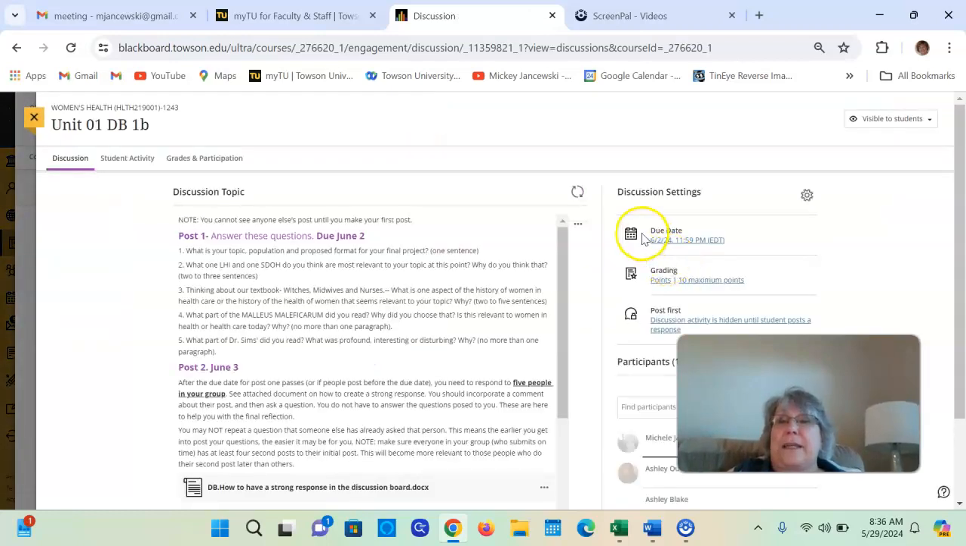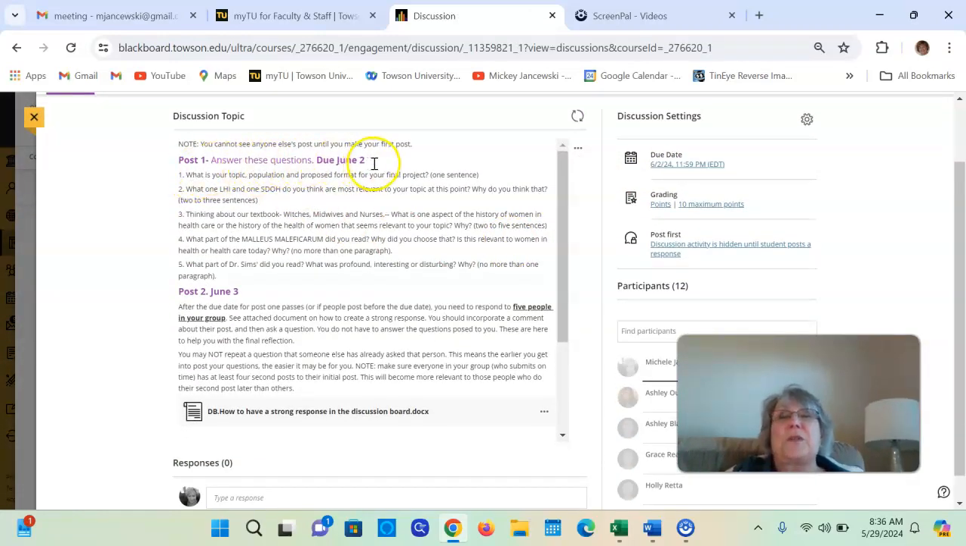At the end of Unit 1, your first post is due the second, your second post is due the third. It asks you to tell your population, your topic, and the format you're using. It asks you to talk about leading health indicators and social determinants of health. And then it asks you to talk a little bit about witches, midwives, and nurses. It asks you to talk about Malleus Maleficarum, which is the witch's hammer. And it asks you to talk about Dr. Sims. Post 2, you're going to respond to 5 people in your group. And it tells you how to have a good response, a strong response, so you get the most points.